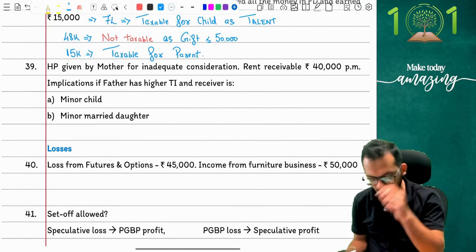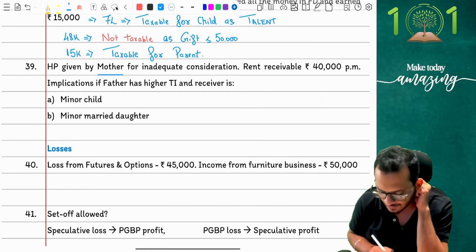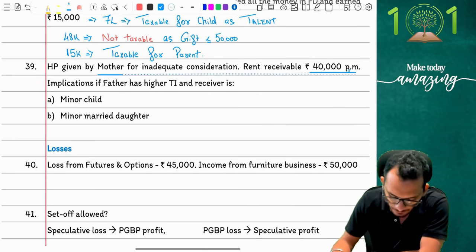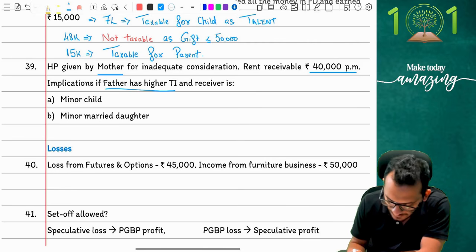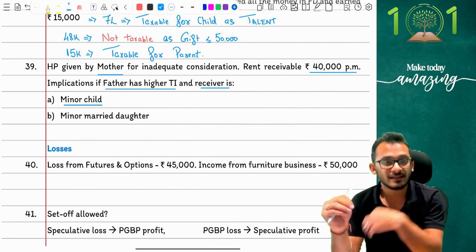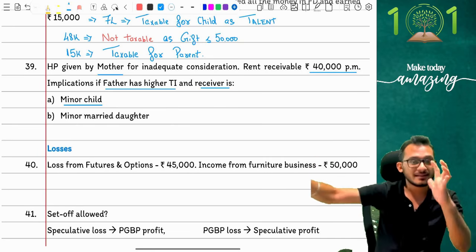Question 39 says I have a house property given by mother for inadequate consideration. Mother is going to give the house property for inadequate consideration. Rent receivable is 40,000 rupees per month. What is the implication if the father has a higher income and the receiver is a minor child? Look very carefully at what Income Tax says is happening. I am telling you there is a mother. Mother is giving the house to the minor child, where the father is having higher income.